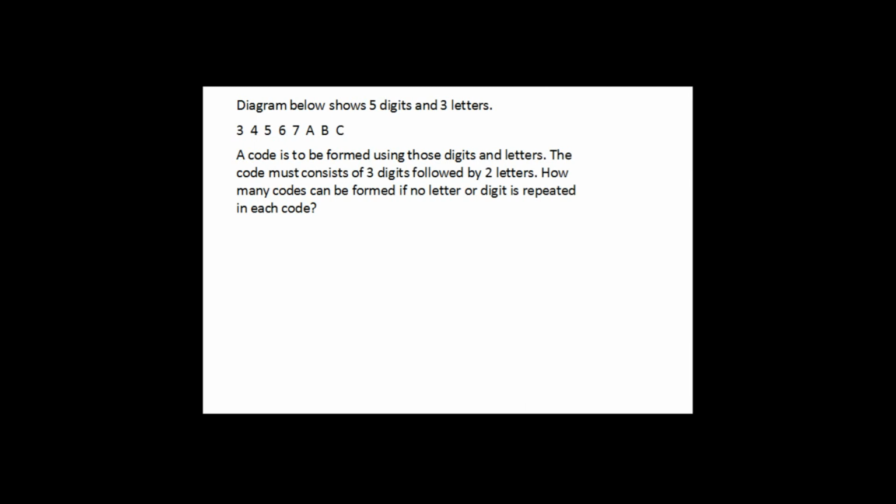So now we start with the first question on permutation and combination. The diagram below shows 5 digits, 3, 4, 5, 6, 7, and 3 letters, A, B, C. A code is to be formed using those digits and letters. The code must consist of 3 digits followed by 2 letters. How many codes can be formed if no letter or digit is repeated in each code?